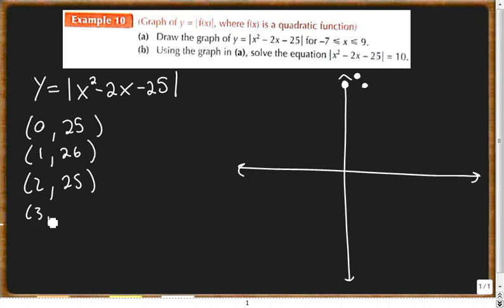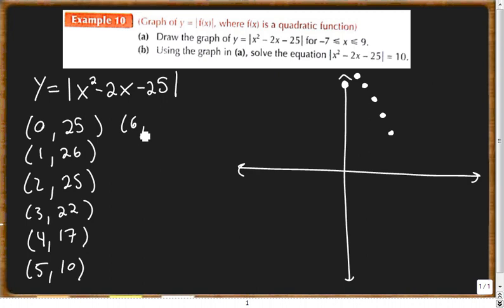And we try 3. Well, 3 would give us 9 minus 6 minus 25. So that'd be negative 22, so the absolute value is 22. And then we've got 4. All right, 4 would give us 16 minus 8 minus 25, so it would be 17. Try 5. 5 is going to give us 25 minus 10, so 15, minus 25, so it would be negative 10. So we're going to get an absolute value of 10.